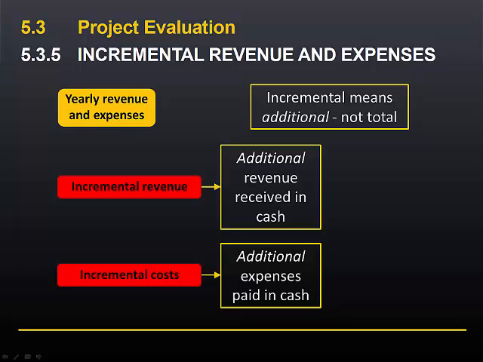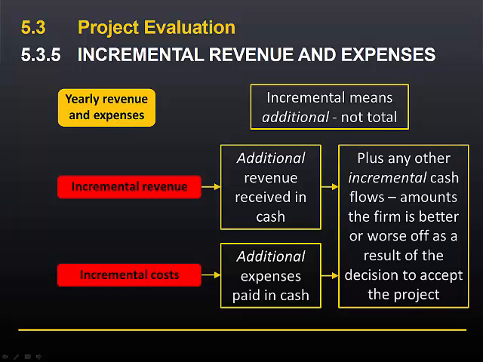Besides additional revenue and costs that are received and paid in cash, we also need to include any other incremental cash flows. These are amounts that the firm is better or worse off as a result of undertaking a decision. This doesn't necessarily mean that a cash flow has occurred. Sometimes, if by going ahead with a project a cash flow does not occur, then the firm is still better or worse off depending on the nature of the cash flow.